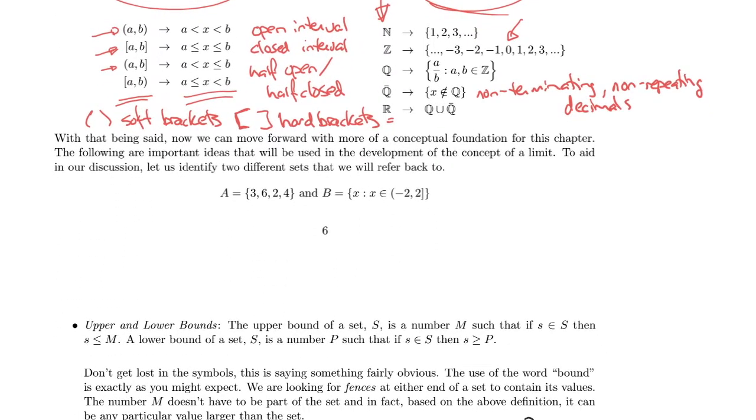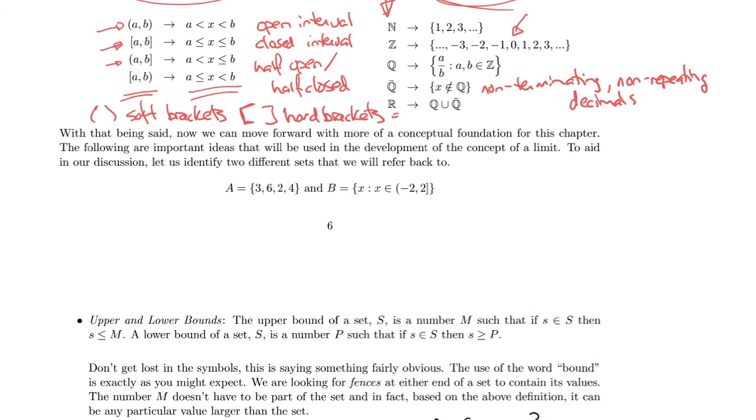with a more conceptual foundation of this chapter. The following ideas are going to be important, as we'll be using them in the development of the concept of the limit. To introduce some of the next ideas, we're going to introduce two sets here, A and B. A is going to represent the set of numbers 3, 6, 2, and 4. And B is going to represent the set of all x values where x is somewhere along that interval. We just introduced the interval notation here. It's going to be somewhere along the number line from -2 to 2.